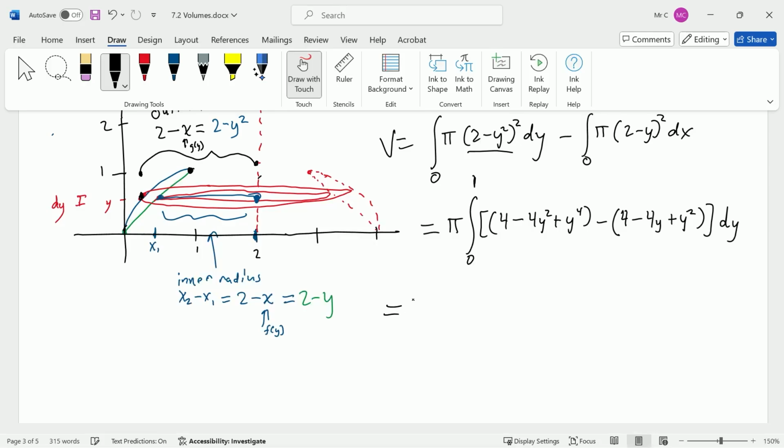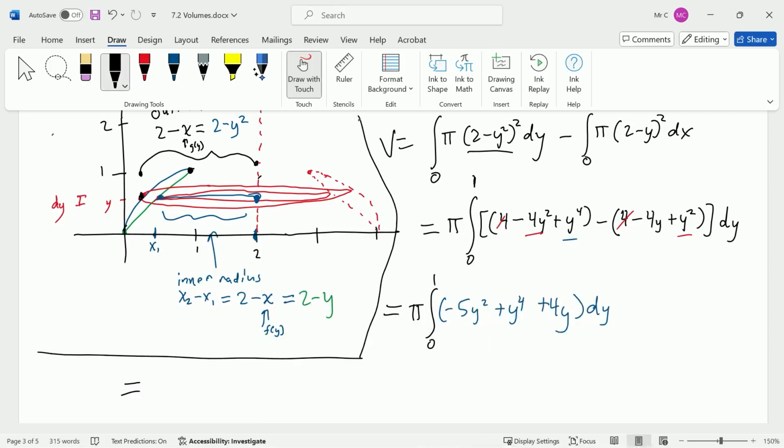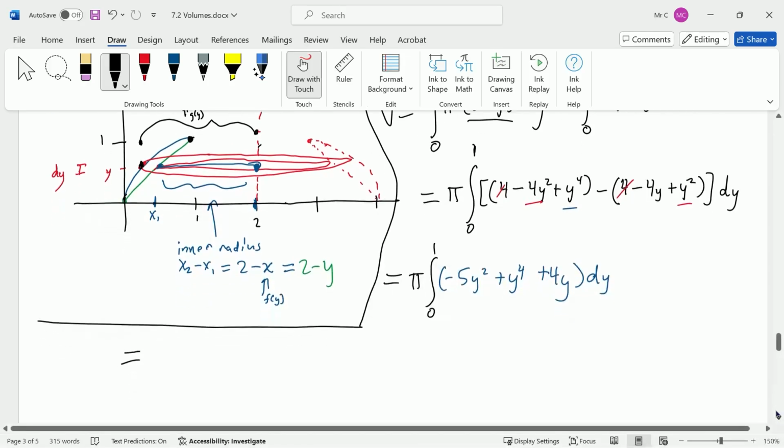And now we'll simplify everything a bit inside the integral before we actually compute it. So we get 4 minus 4 here. Those cancel. And nothing else is going to cancel, but we can combine negative 4y squared with minus another y squared. So we'll make that a negative 5y squared plus y to the fourth plus 4y, because we've got a negative of a negative there. And now we just continue with our integral computation.